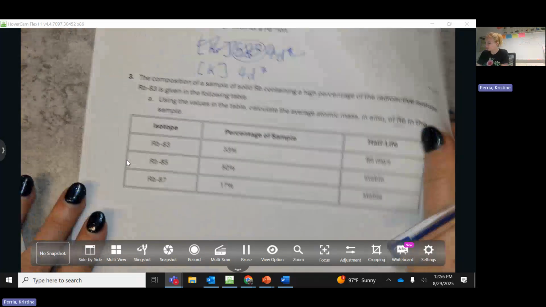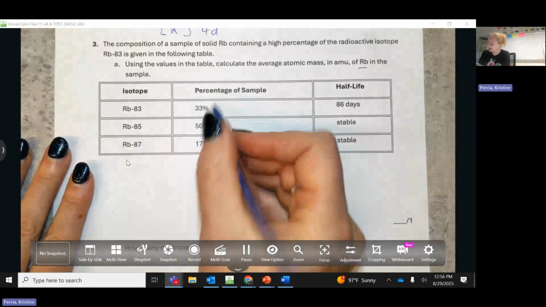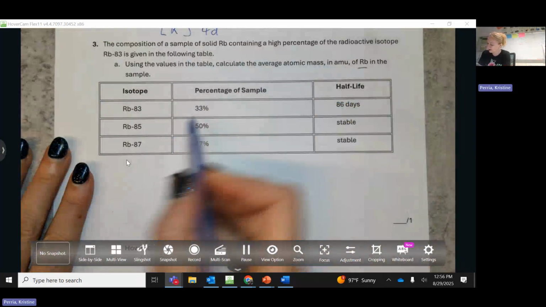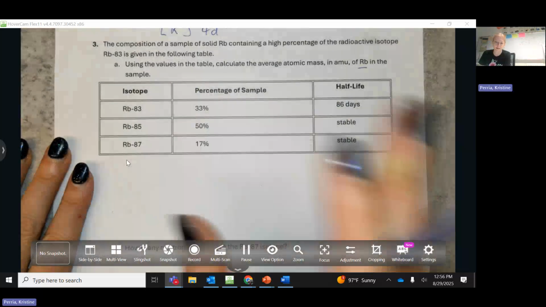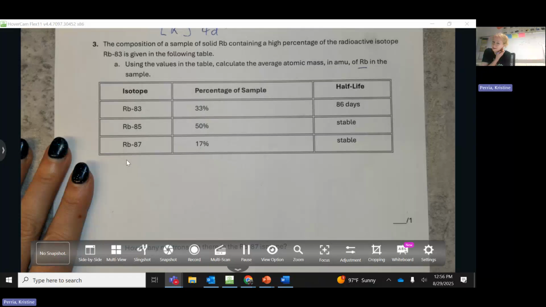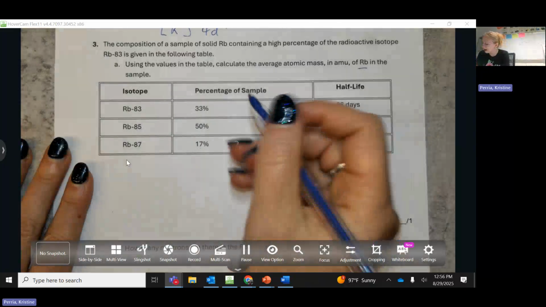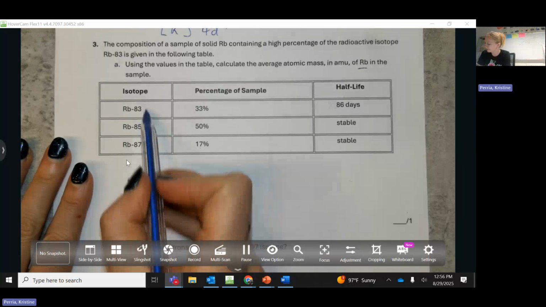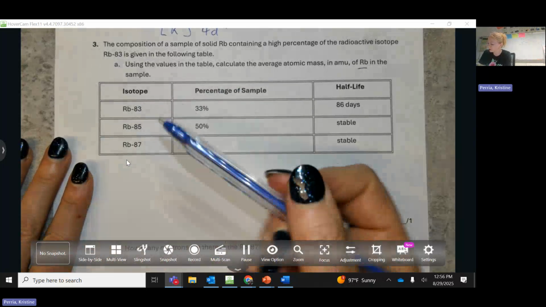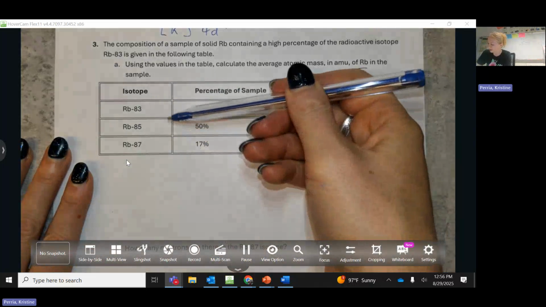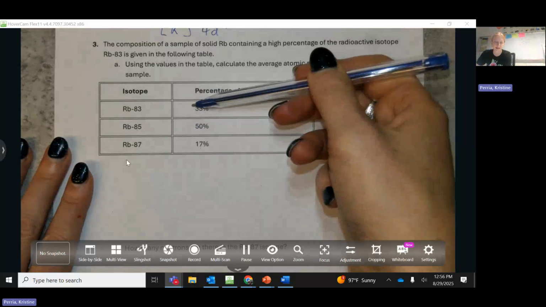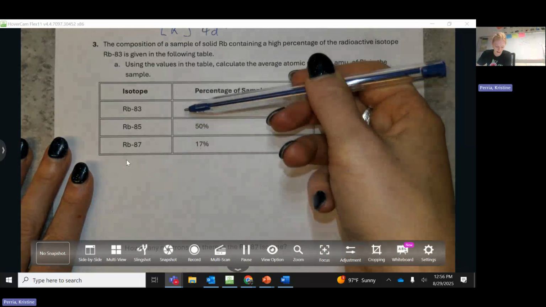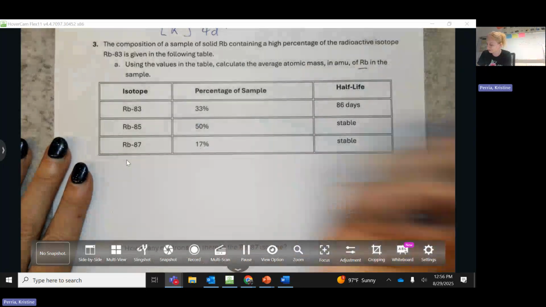Okay. So what we do with this is isotope 83 exists 33% of the time. 85, 50%, 87, 17%. This half-life, we don't care about. That's just bonus information. A lot of times on the AP test, there's extra bonus information that you just have to know to filter out. And so we just have to figure out what the average is amongst these. So we can kind of tell visually that the average is going to be a little bit lower than 85 because we have the majority of our percentage is 83 to 85, but we have to figure out the exact one.